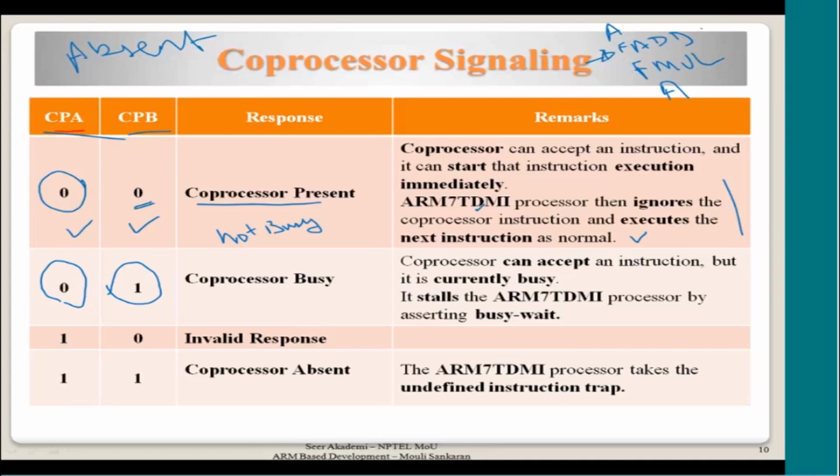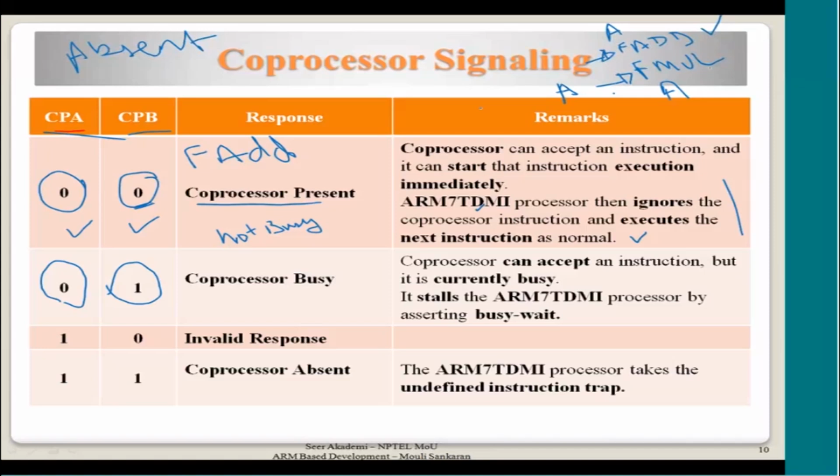Now FAD is in the execute stage and ARM has handed over to the floating point processor because it has set the 0 0, so it is now executing the floating point add. Immediately followed by that, FML is coming. Now what will the ARM processor do? It will hand over this FML also to somebody, right?